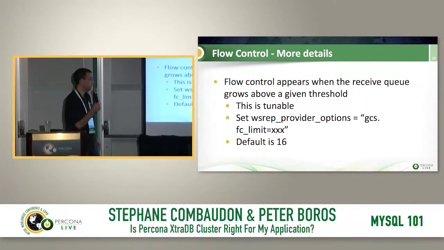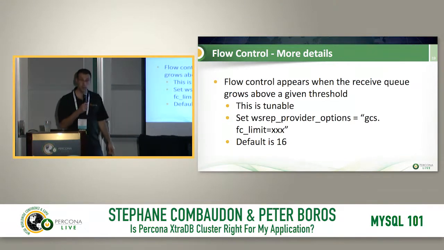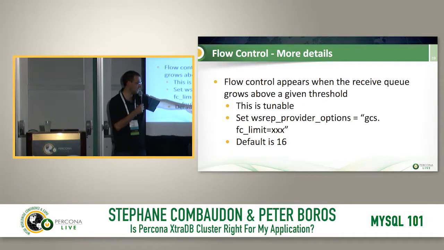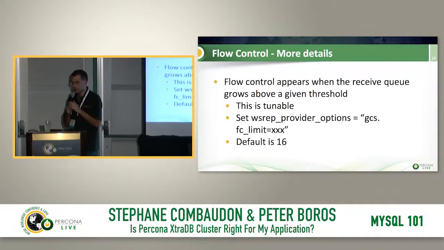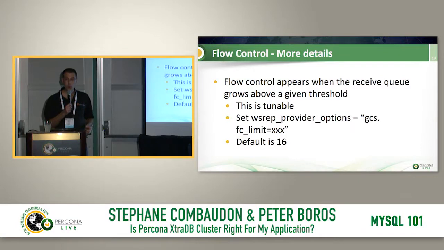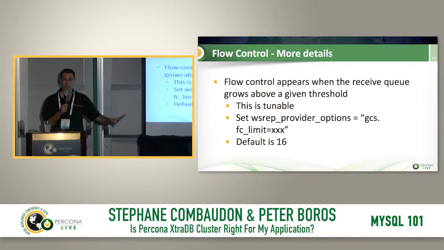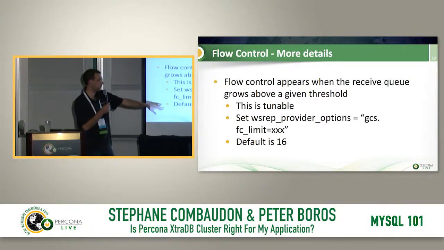so that the slow node will be able to empty its receive queue. The good thing is that this is tunable, so you have the option here. And the other good thing to know is that the default is 16, which basically means that if a node is 16 transactions behind, it will stall writes for the whole cluster. And if you think about it, 16 transactions is really, really low. So it can mean that if a node is 5 milliseconds or even less behind, it will stall all the writes everywhere. So it could be good to raise that limit.